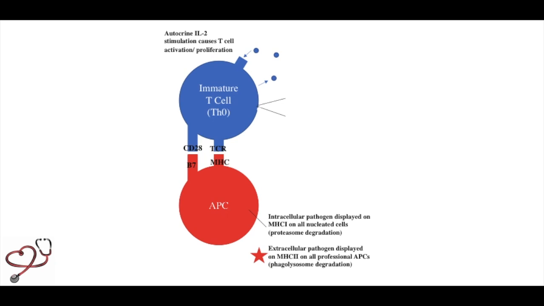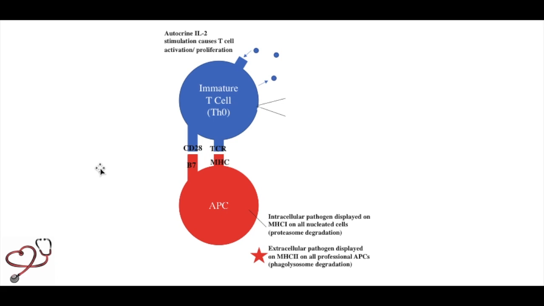Hey guys, so this is just a quick video to briefly outline how naive T helper cells are activated in response to antigen. So just a bit of background, naive T cells are activated by antigen, which is presented on an APC, which stands for antigen presenting cell. Now, there are two kinds of antigen presenting cells.